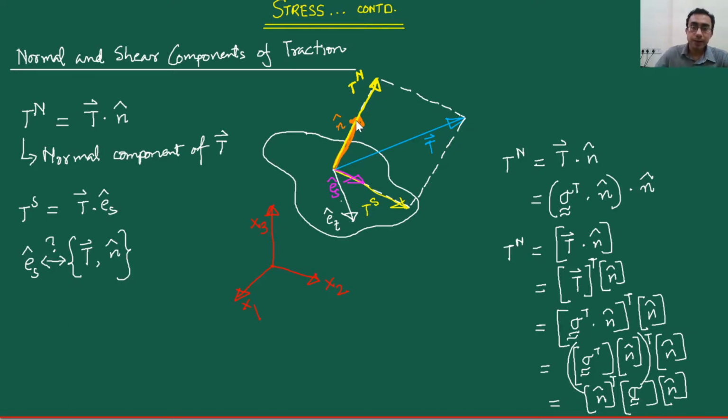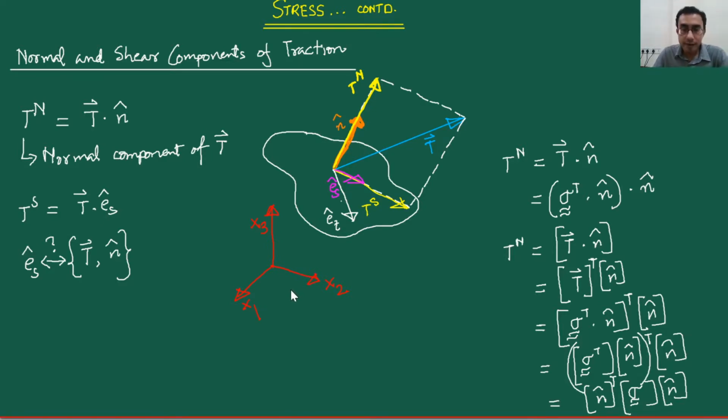What I mean is, if you have managed to find out such a plane where the traction vector, the actual physical traction vector is parallel to the unit outward normal, would it ever depend on the choice of your reference axis?